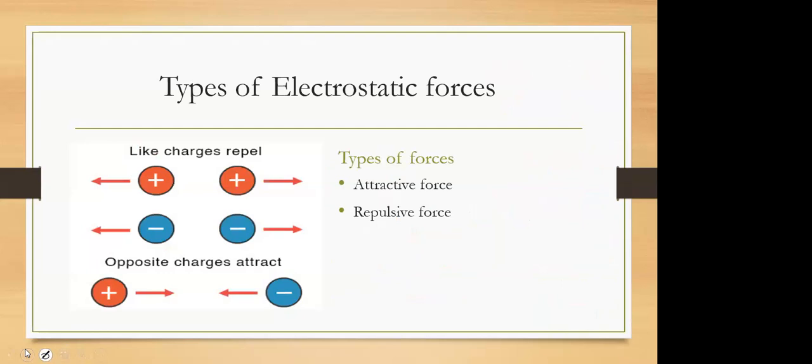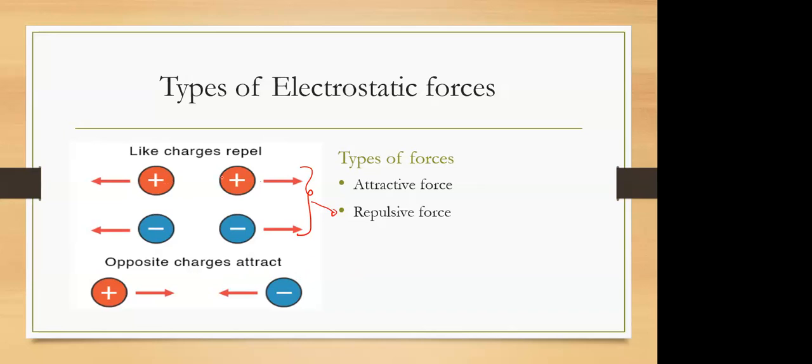Now, in order for you to be able to make calculations in electrostatic force, you need to know the kind of force existing between charges. We know very well in real life, whenever you have a positive and a positive, these are like charges. Whenever you have two charges that are like, these charges are going to repel each other. And once they repel each other, which kind of force shall we have? Repulsive force. We shall have a repulsion force. Whenever you have two opposite charges, these two charges are going to attract each other, meaning you are going to have an attractive force.